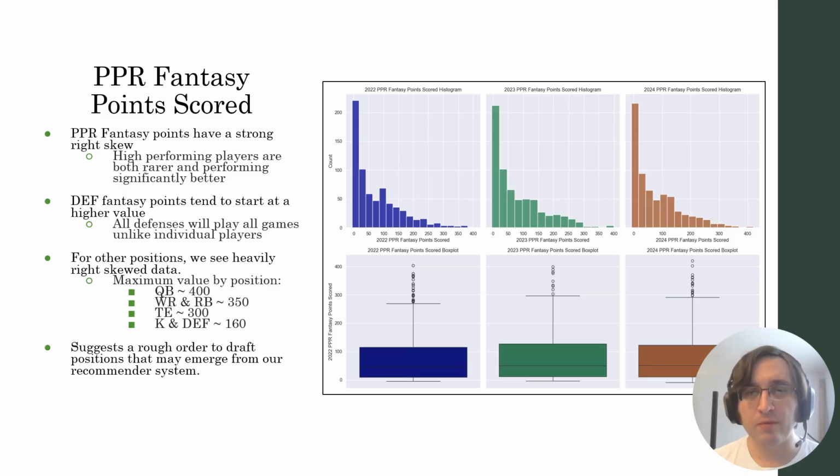And looking at the maximum value by position, what we find is quarterbacks tend to perform the highest in terms of PPR at about 400. The wide receivers and running backs are kind of in the next tier at about 350, around that as a maximum. Tight ends doing the same for about 300. And then kickers and defense tend to peak out around 160. So this is suggestive of the fact that there's sort of a rough order to draft positions that we might actually find emerging from our recommender system.